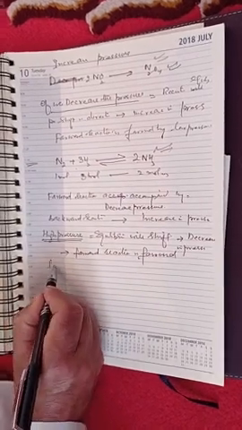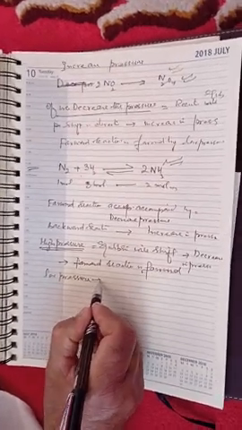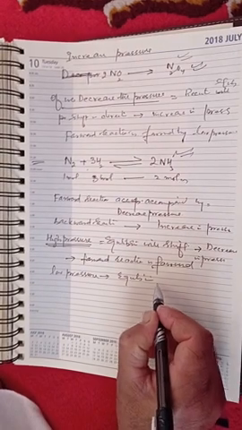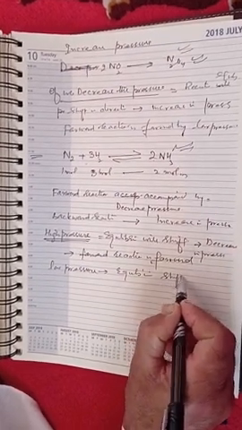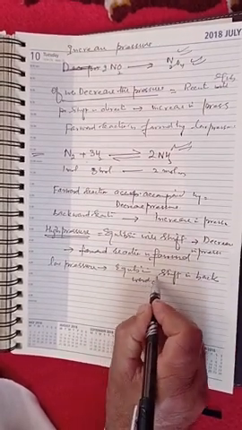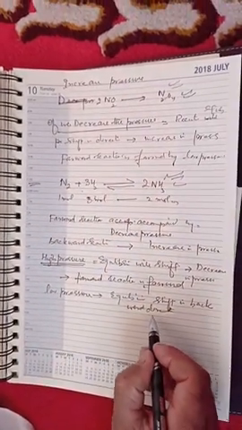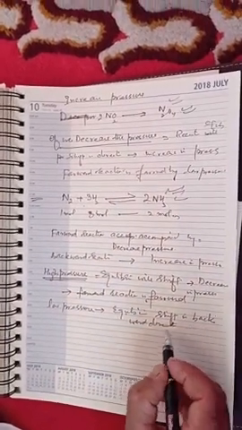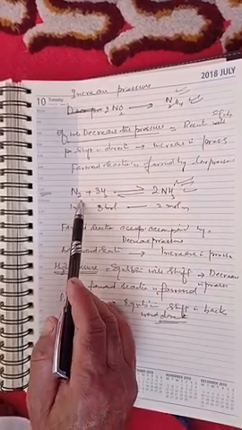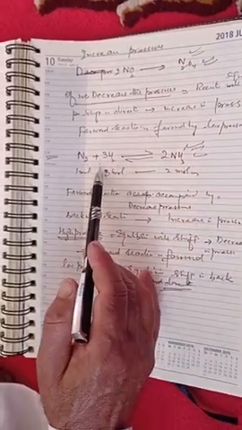If we take low pressure, then the equilibrium will shift in the direction where there occurs increase in the number of moles. So equilibrium will shift in the backward direction. That is, decomposition of ammonia takes place and gives N2 plus thrice H2. So in case of ammonia, if we apply high pressure, the forward reaction is favored, and if we apply low pressure, backward reaction is favored.